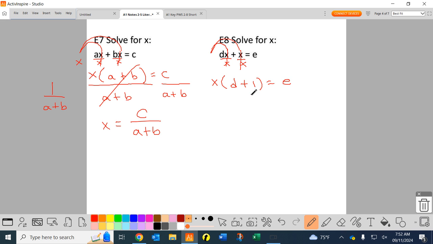We do the same thing we did on the other side to get the x by itself. We're going to divide by that whole parentheses. Again, you don't write parentheses around it when there's nothing multiplied by it. You've got to get out of doing that. You can't just randomly put parentheses on things, guys. That cancels. We get the x all by itself on this side, and on the other side we get E over D plus 1. Questions, concerns, anything about this?